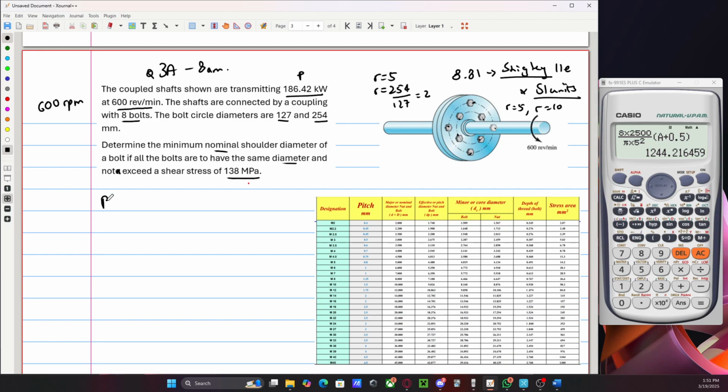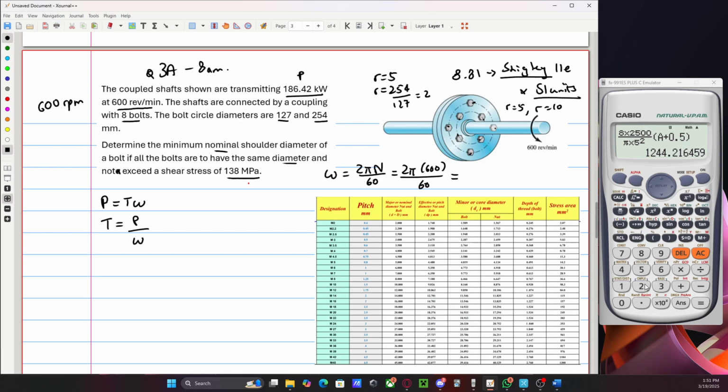Initially we're given P equals T omega, and we have to work out torque, because you'll see later that this helps us when we need to calculate anything else. We can't calculate anything else if we don't have the torque. So torque is P over omega. Now we have P, but we don't have omega. Omega is 2 pi n over 60. So 2 pi times n, which is 600, over 60.